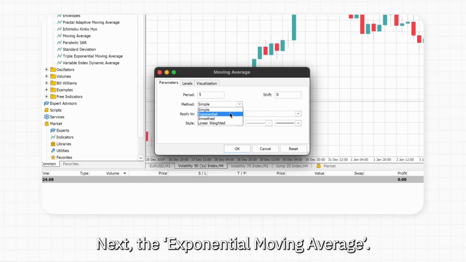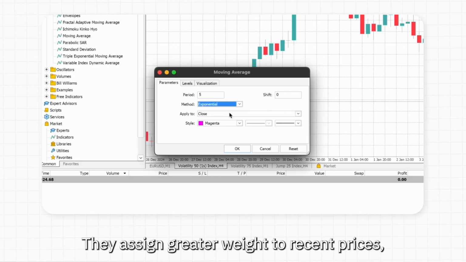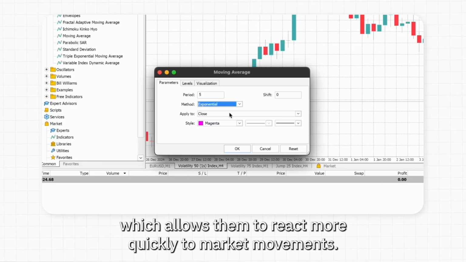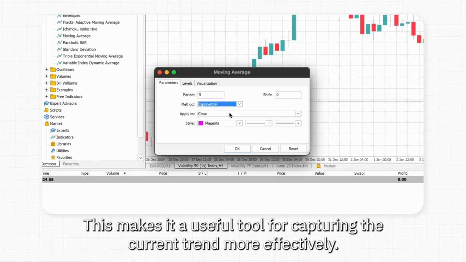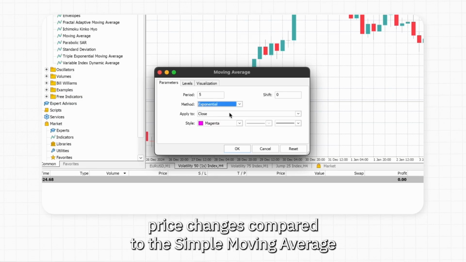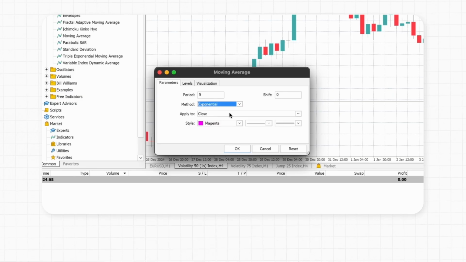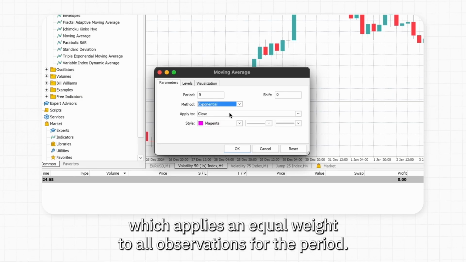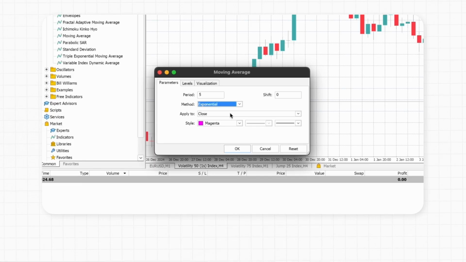Next, the exponential moving average. It assigns greater weight to recent prices, which allows it to react more quickly to market movements. This makes it a useful tool for capturing the current trend more effectively. Exponential moving average is more responsive to recent price changes compared to the simple moving average, which applies an equal weight to all observations for the period.